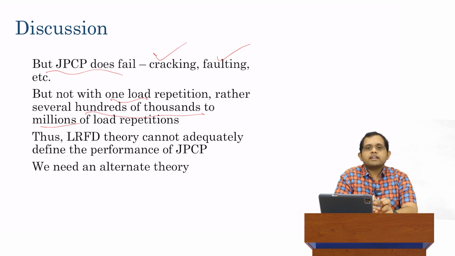So what we see is that LRFD assumes that failure occurs due to a single application of a load: if the stress developed by that factored load exceeds the factored strength, then failure occurs. LRFD theory cannot adequately explain the performance of JPCP because in JPCP, a single application of a load causes a very small stress. It is not sufficient to cause cracking or faulting or any other distress to develop. Distress actually develops progressively over time, over several hundreds of thousands to millions of repetitions of load, and that's something LRFD theory cannot take into account.